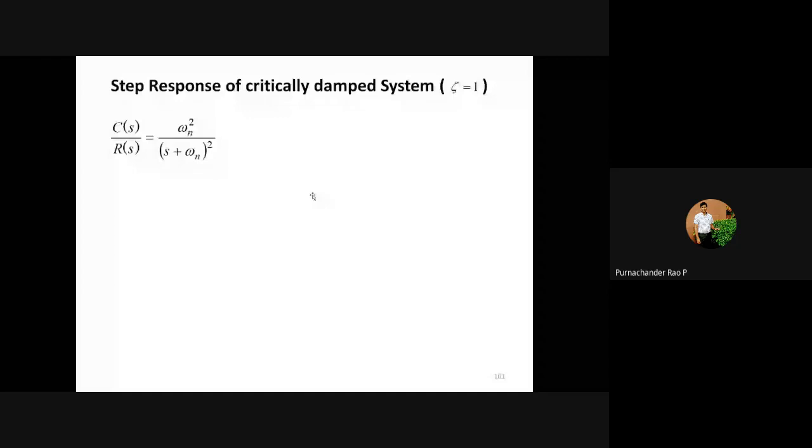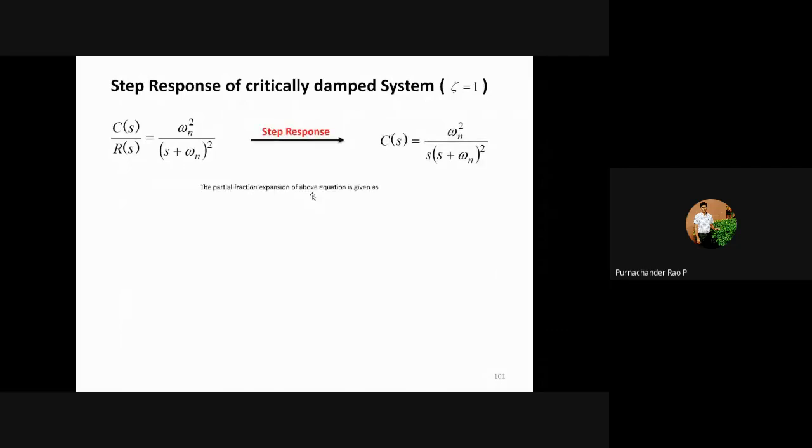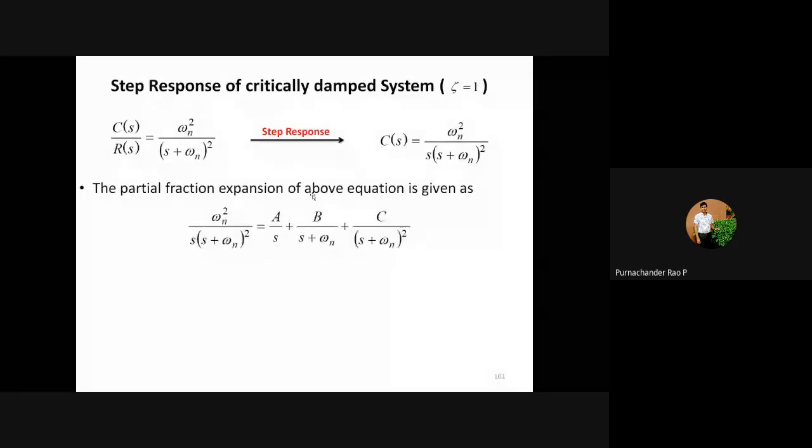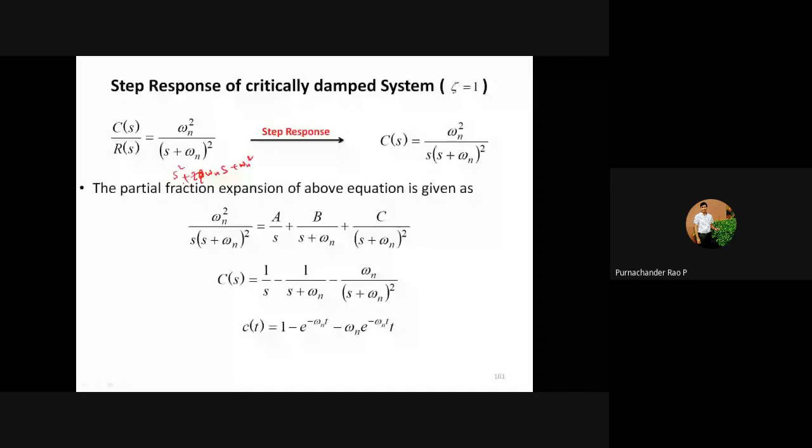Next, the step response of a critically damped system, where zeta is equal to 1. C of s is equal to omega n square by s square plus 2 zeta omega n into s plus omega n square. Since zeta is equal to 1, this is nothing but s plus omega n whole square. For the step input, R of s is 1 by s. Then do partial fractions and substitute, and this is your response.